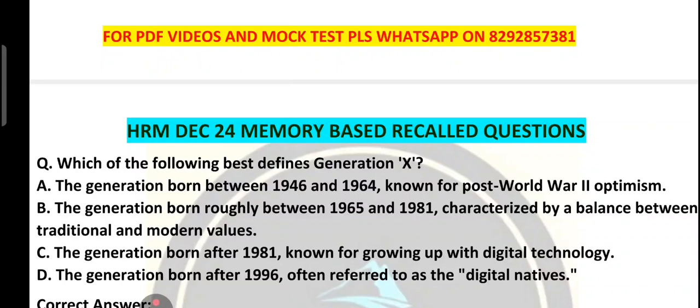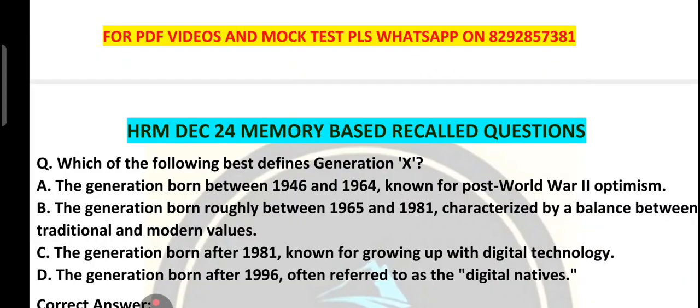Let me explain it using an example. Think of someone born in 1975. They might have used a landline phone growing up, but they also saw the rise of the mobile phone and computer later. They experienced life before and after the internet, so they are often called the bridge generation, comfortable with both old school and new school thinking. So those who are born between 1965 and 1981 are called Gen X.